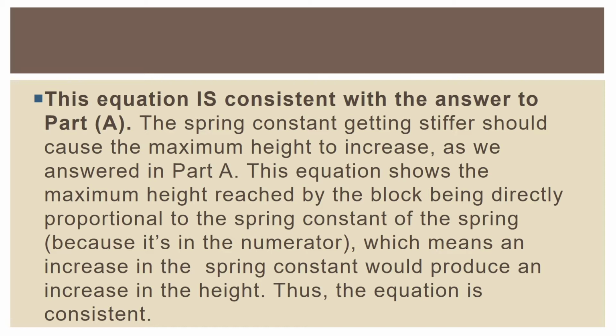This equation shows the maximum height reached by the block being directly proportional to the spring constant of the spring, because it's in the numerator, right? Which means an increase in the spring constant would produce an increase in the height. Thus, the equation is consistent. Take a second to pause this video here and write that down, adding any parts of this explanation that may be missing from your own. And when you hit play, we'll move on to the scoring guide.